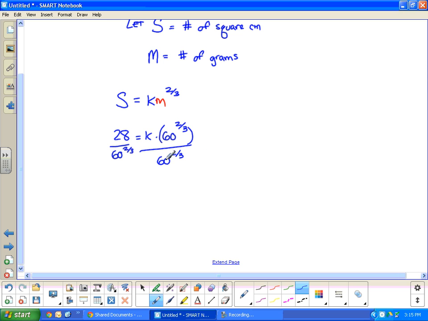If we type this into a calculator, we'll get a weird number, and I don't want to round yet. I typically want to round at the very end, or the last that I can. So what we're going to do is say that k equals 28 over 60 to the 2/3. And we're going to substitute that back in. I'm going to leave it like this, because that's as accurate as you can get it.